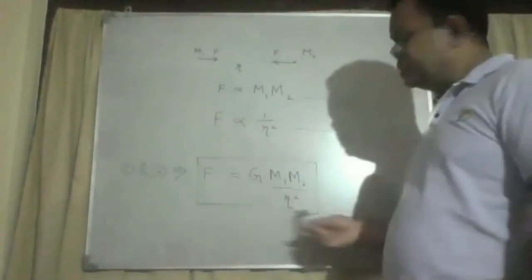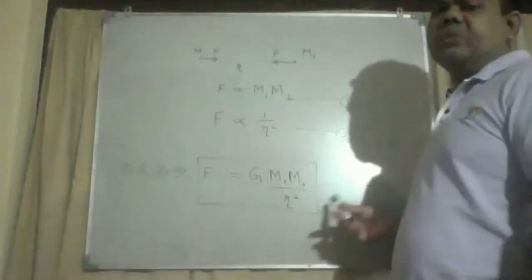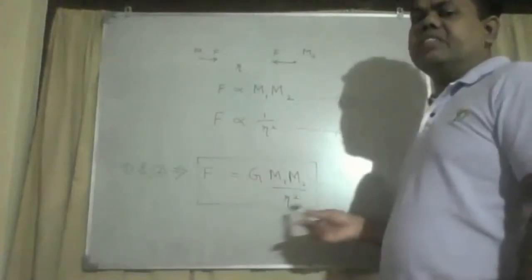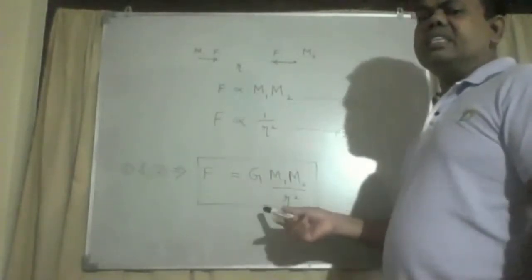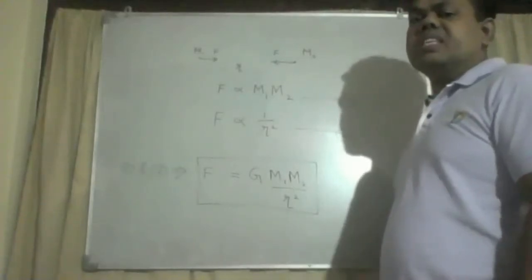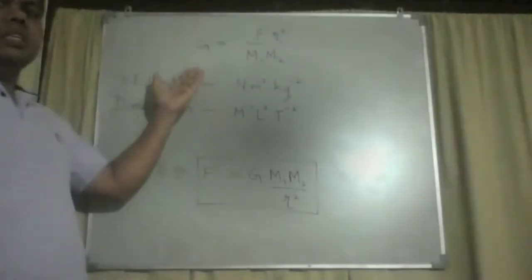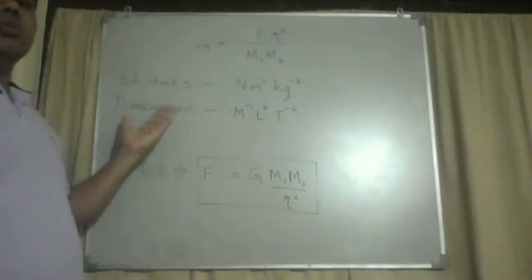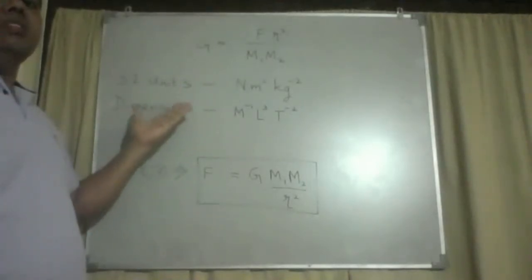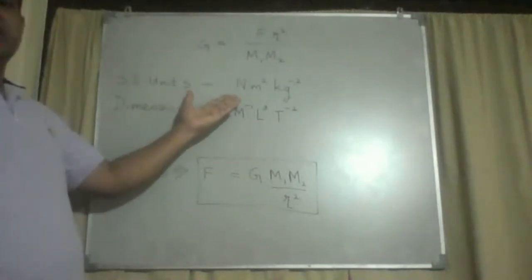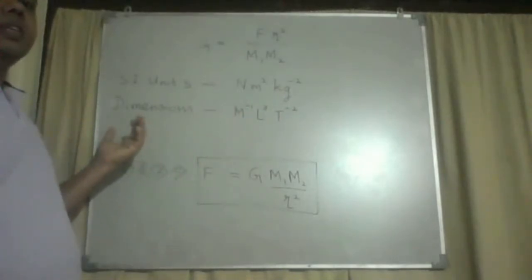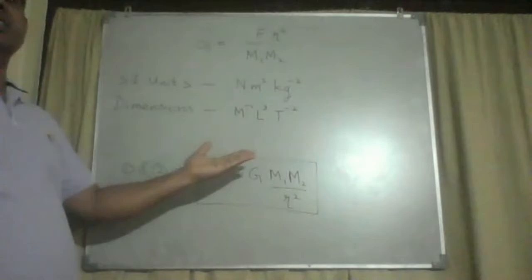In combination of equations 1 and 2 and introducing a proportionality constant G, this can be written as this. This is the equation form of Newton's law of universal gravitation, where G is termed as the universal gravitational constant. If we make G the subject of that equation, G comes as this, and therefore the SI units of G will be as this, and dimensions of G is as this.